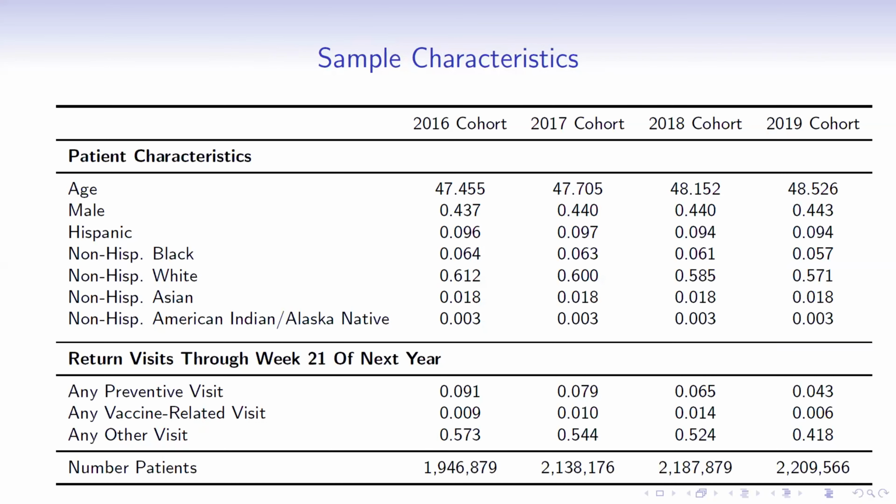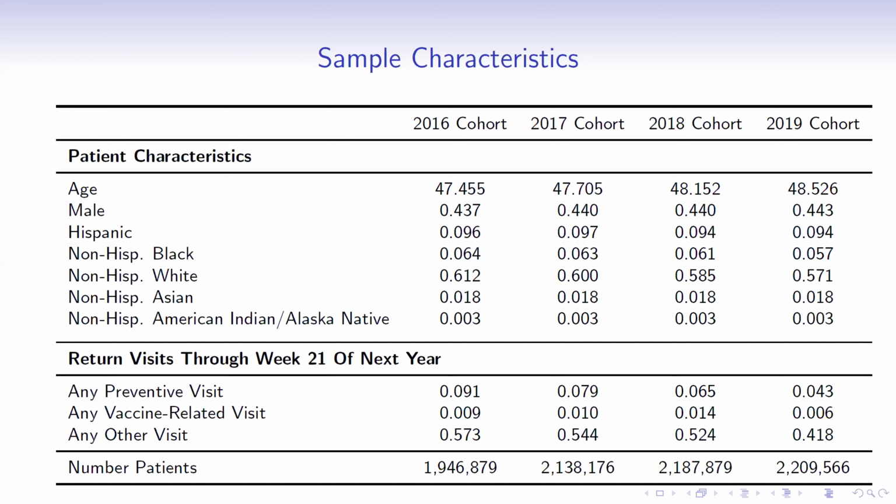Okay, so just to give you a sense of the characteristics of our cohorts. Here in the top panel, we have some baseline patient characteristics. Mean age is around 47, 48. About 43 to 44% of our sample is male. And then you see the racial and ethnic distribution down below.